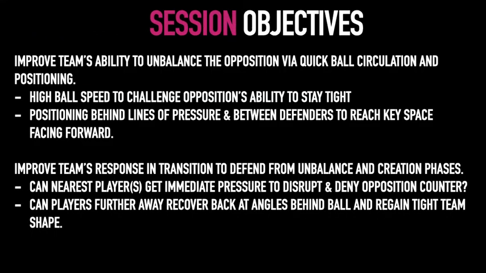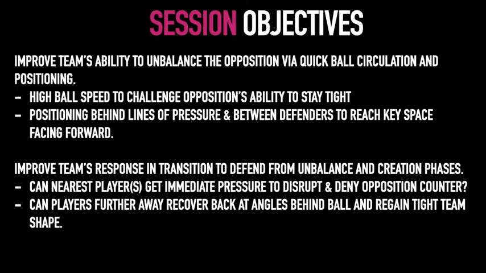So session objectives. First one is we want to improve our ability to unbalance. That's just another word for disorganized: get them stretched, ruin their compactness. So we're unbalancing through our quick ball movement and then good positioning. And the positioning almost feeds into the quick ball circulation. Good positioning makes it easier to have quick ball circulation. So high ball speed, making it really tough for them to stay organized, stay tight. And then our positioning behind and between lines of pressure so that we can reach the key space. And we'll talk about what that means, key space.